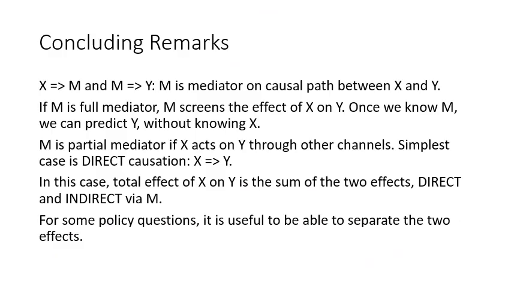So to conclude, we recall that if X affects M and M affects Y, M is the mediator on the causal path between X and Y. If M is the full mediator, there is no other pathway, then M screens off the effect of X on Y. Once we know M, we don't need to know X, because the value of M is what will determine what will happen to Y.